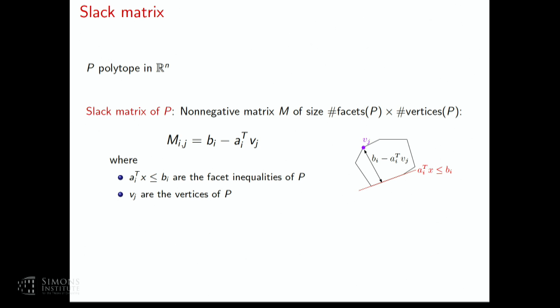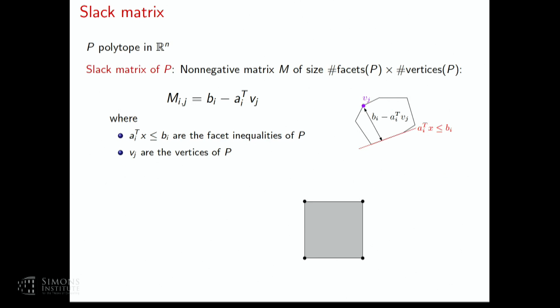Okay, so remember that the slack matrix of a polytope is defined as follows. It's a matrix where the number of rows is the number of facets of the polytope, and the number of columns is the number of vertices of the polytope. And the ijth entry is essentially the slack of the jth vertex with respect to the ith facet. So this is b_i minus a_i transpose v_j. Okay, so that's a non-negative matrix.